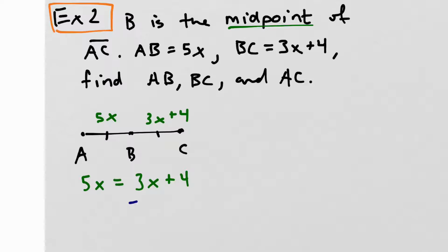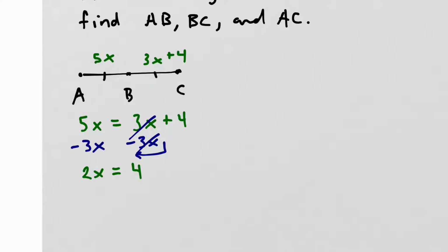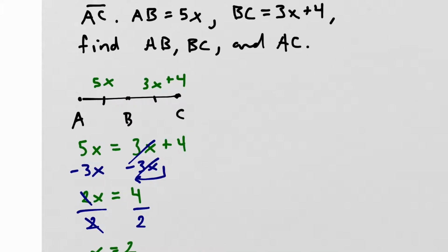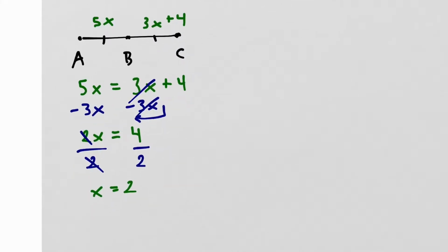So minus 3x to move it over. Minus 3x. It goes away. 5 minus 3 is 2x. So 2x equals 4. And then I will divide by 2 to get the x all by itself. X equals 2. But remember, it says find AB. We just found x, so we're not done yet. So that's not our answer.